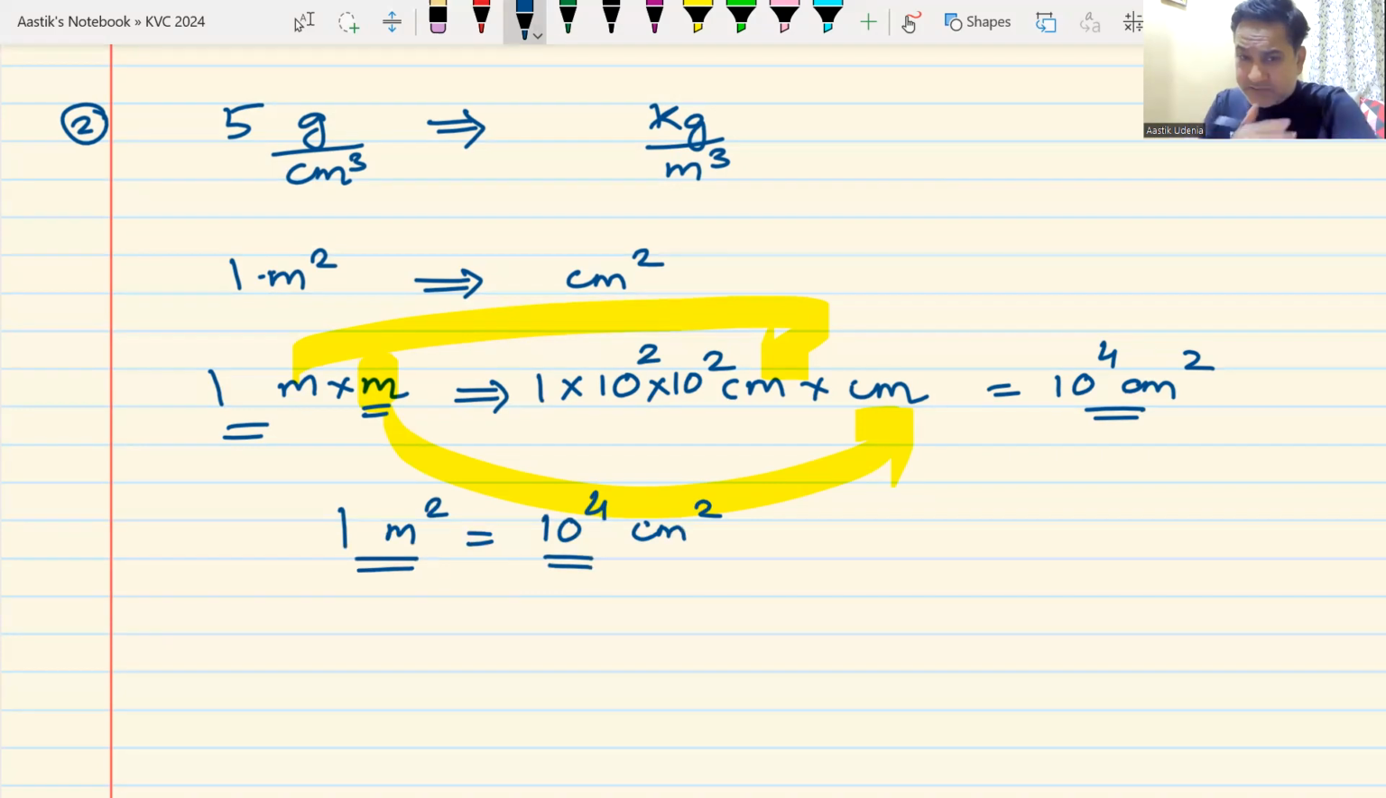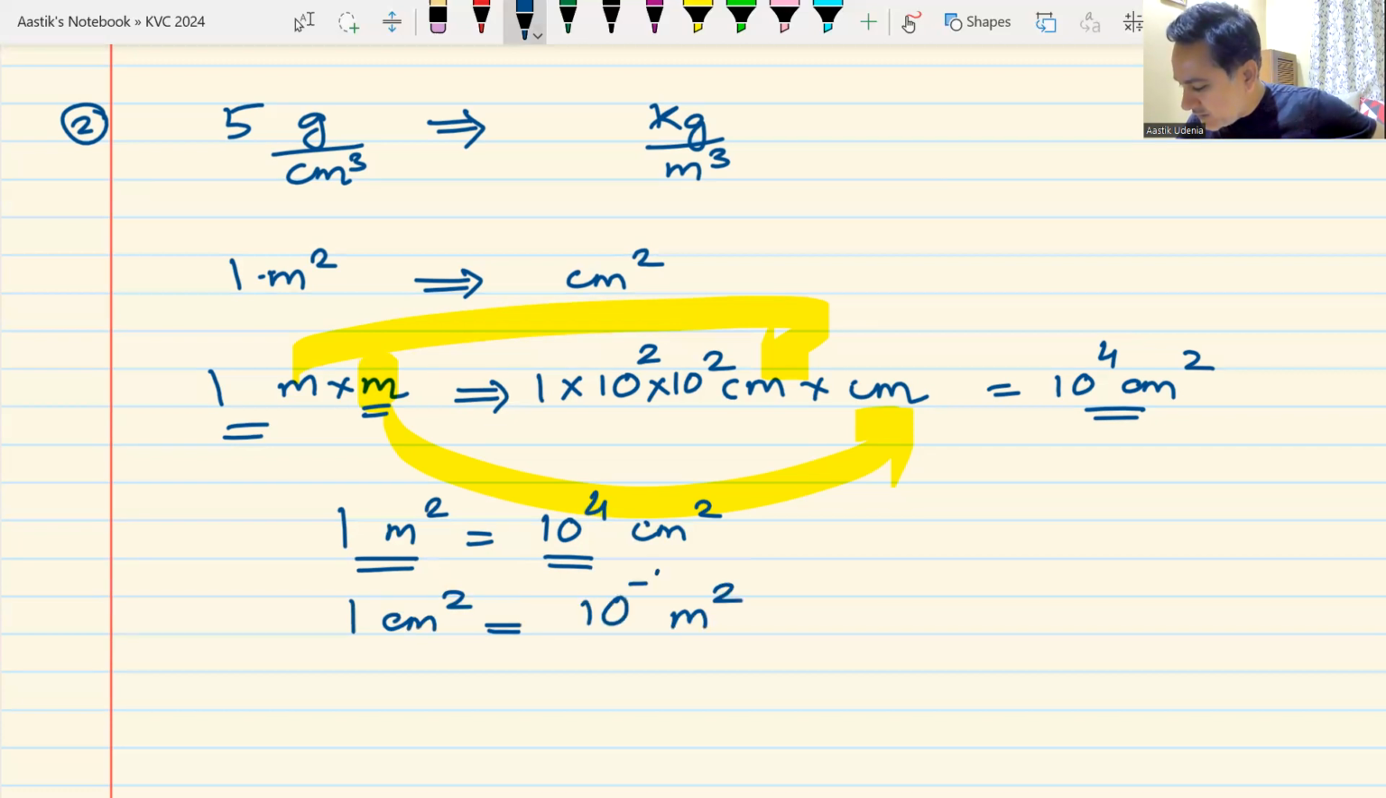So now if someone asks me the reverse, how much is 1 centimeter square in terms of meter square? You do the reverse of it. Great. So now if you understand one thing, you can do the reverse of it and you will get 1 centimeter square is 10 raised to the power minus 4 meter square. Anyone understand this? Can I have some raised hands?